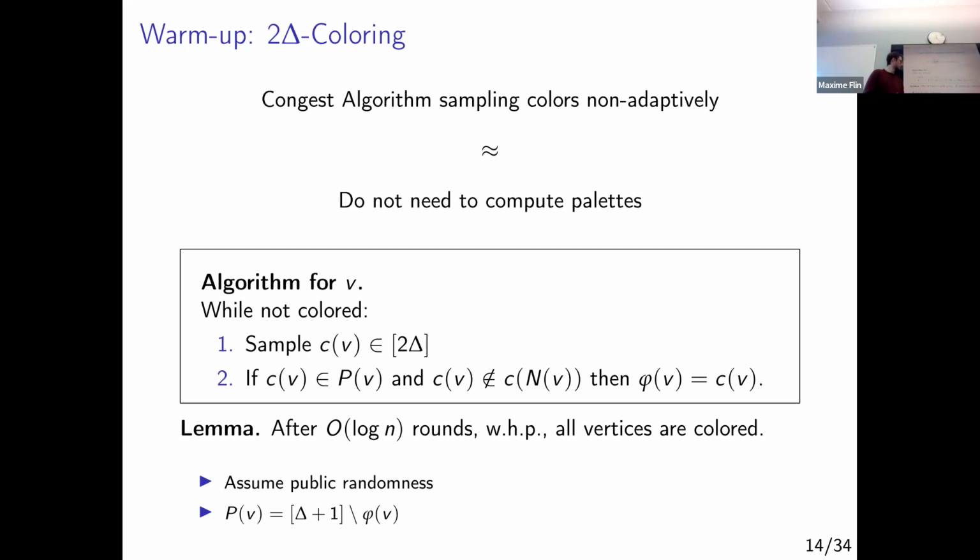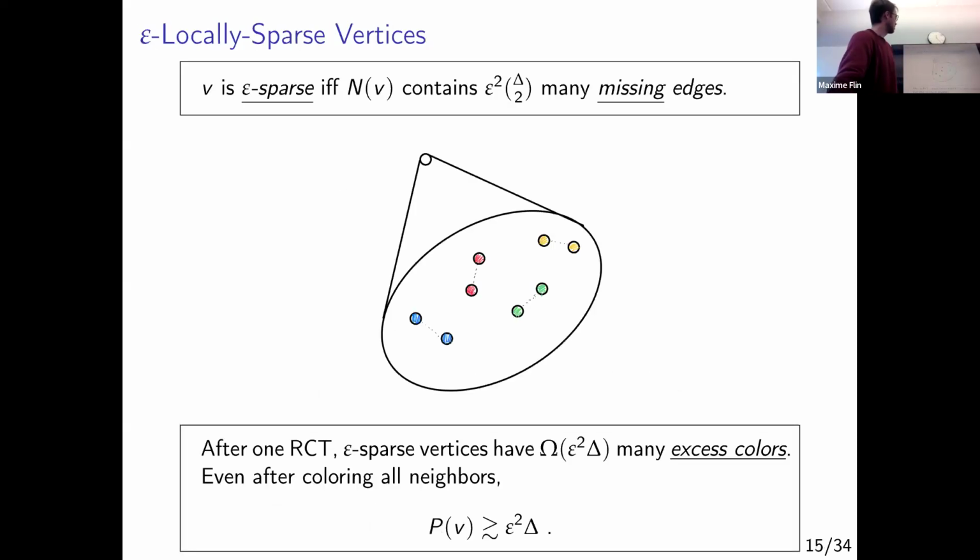Thank you. Okay, so this very simple algorithm generalizes to what we call locally sparse vertices. I don't want to say much about those. They are vertices where you have a lot of missing edges on the inside, so by just trying random colors, a lot of neighbors are going to pick the same color. You're losing some colors, but you're losing twice as many neighbors, and this creates an excess in your list, and you end up in the same situation as in the two delta coloring. You always have a constant fraction of the color space that's available.